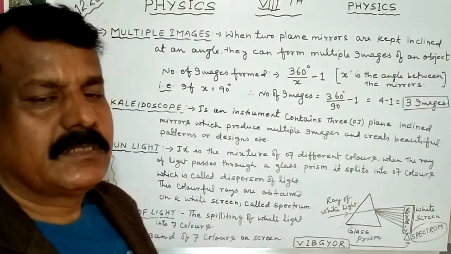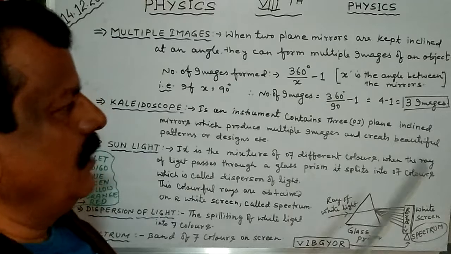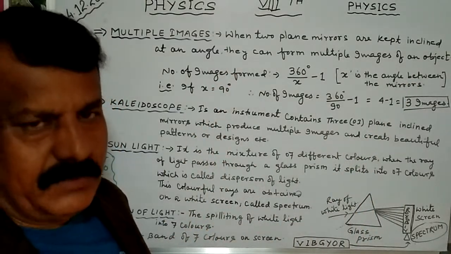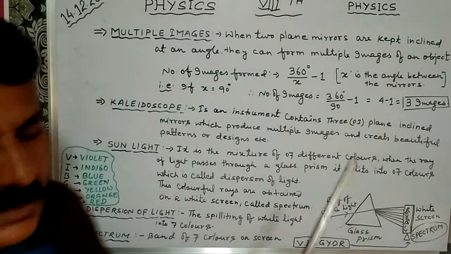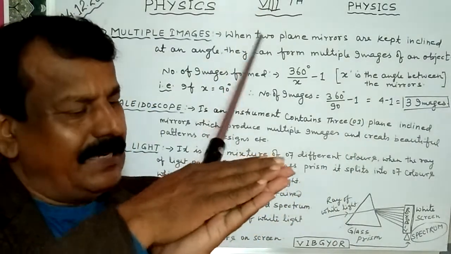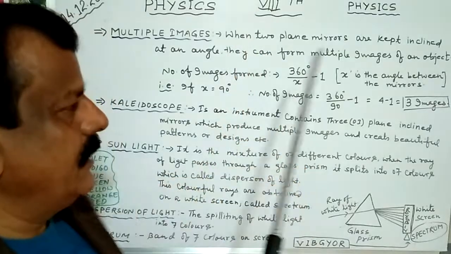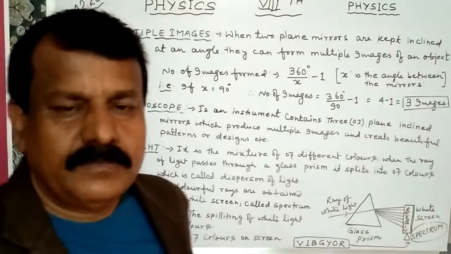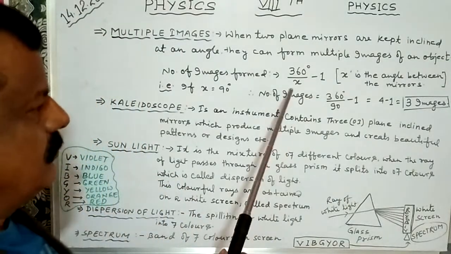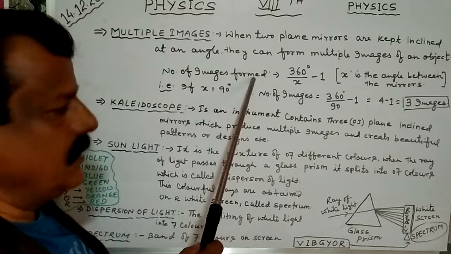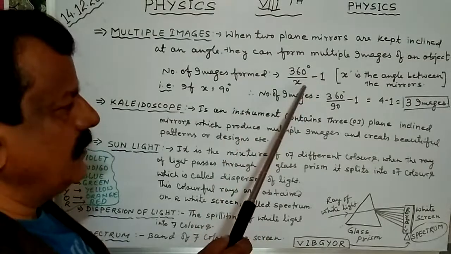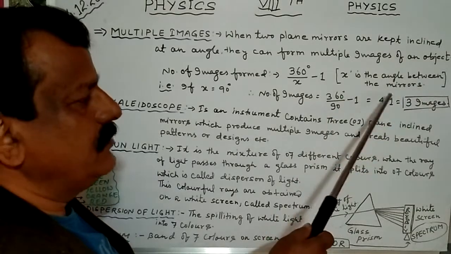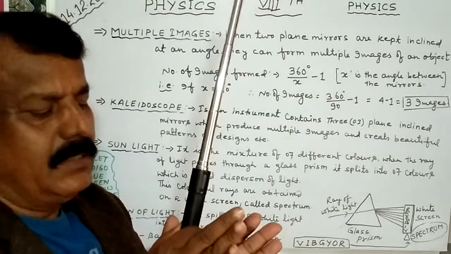When two plane mirrors are kept inclined at an angle, they can form multiple images of an object. We can find the number of images with the help of this formula. Number of images formed is equal to 360 degree by x minus 1. What is x? X is the angle between the two plane mirrors.